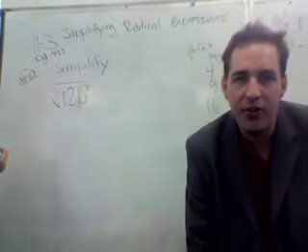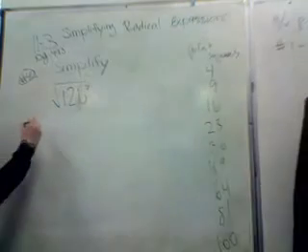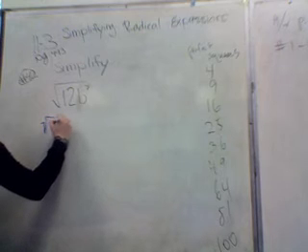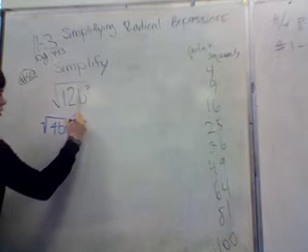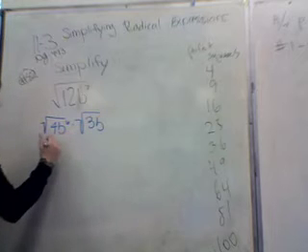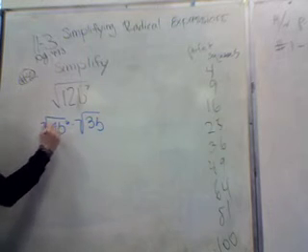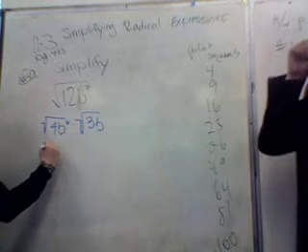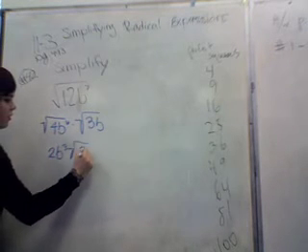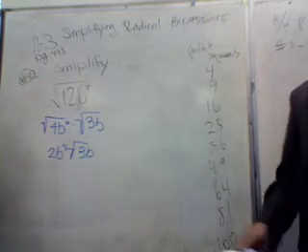Amanda's got a different method, so let's check it out. Square root of 12b to the 7th. Go ahead. So the square root of 4b to the 6th is 4b to the 3rd. There you go. So see what she did.